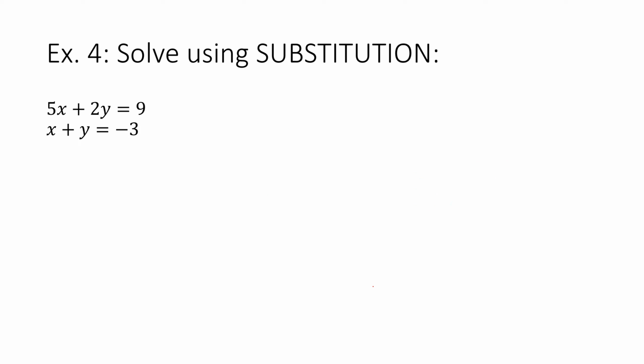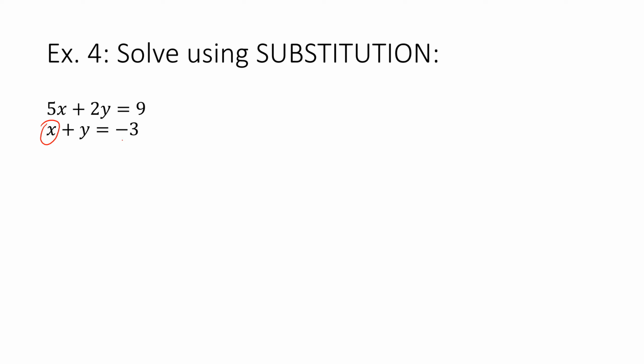One final example, this one. No variable is isolated. I need to figure out which variable will be easiest to isolate. If I try to isolate this x, I'll eventually have to divide by 5. If I try to isolate this y, I'll eventually have to divide by 2. But if I pick one of the bottom equation's variables, all I have to do is subtract, and I'm good. I don't need to divide.